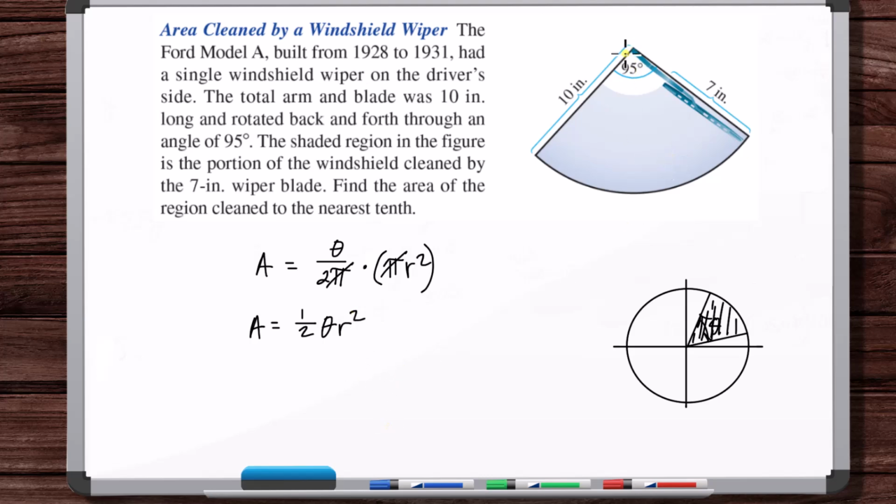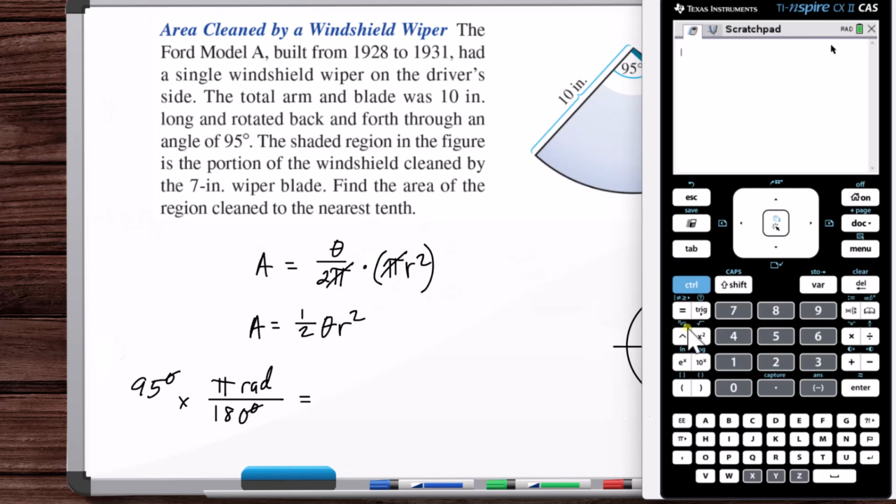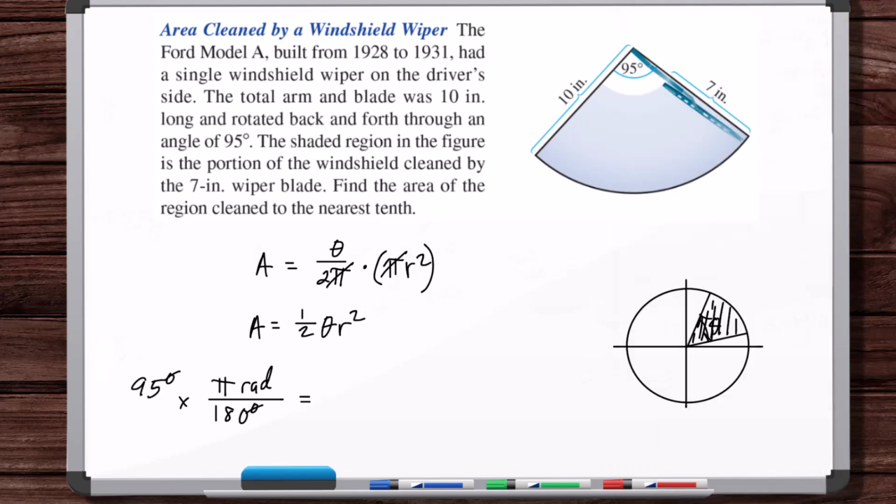Okay, so what's the area of this sector here with circle radius 10 inches and the angle of the sector is 95 degrees? Well, let's convert that degree measure to radians. We've got pi radians for every 180 degrees. The degrees cancel. So 95 divided by 180 is 19 over 36. So 19 pi over 36.